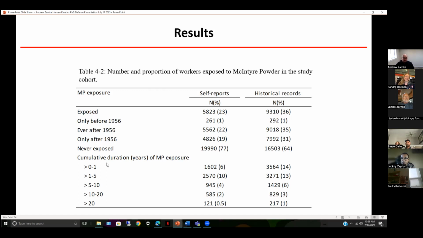And then for the general cumulative duration categories, we went with greater than 0 or 1 year of exposure, 1 to 5 years, 5 to 10 years, 10 to 20 years, and then greater than 20 years.